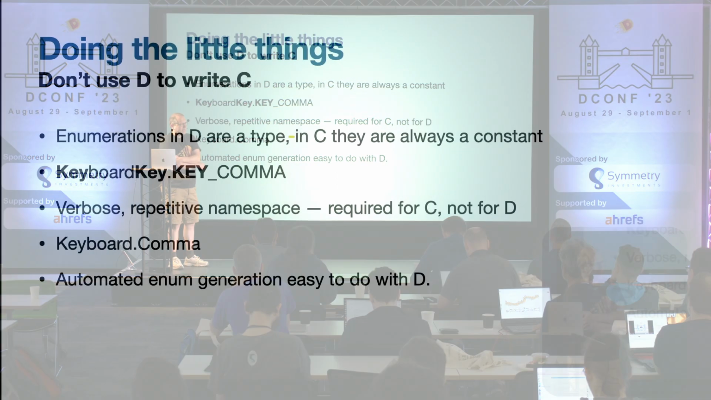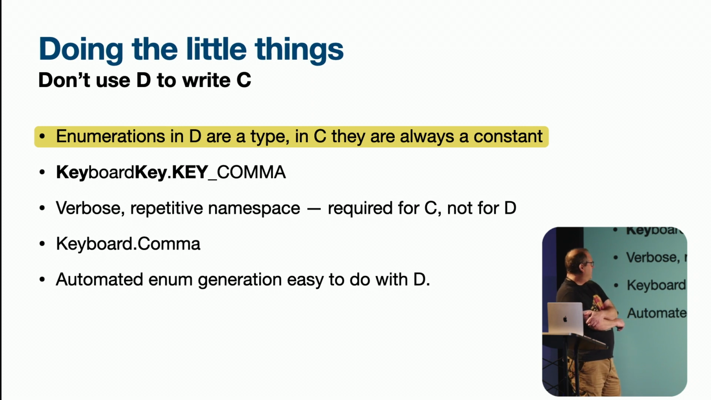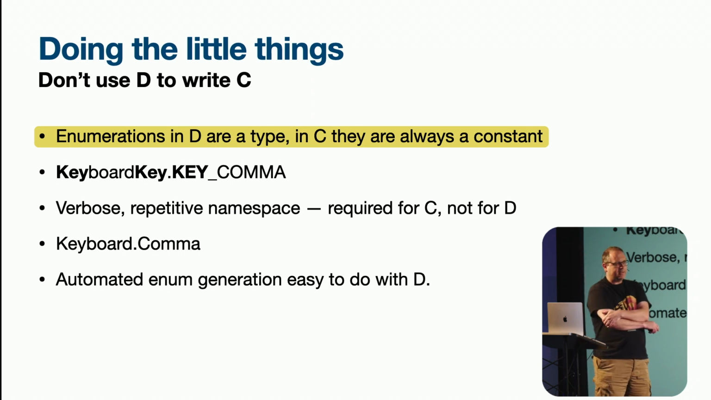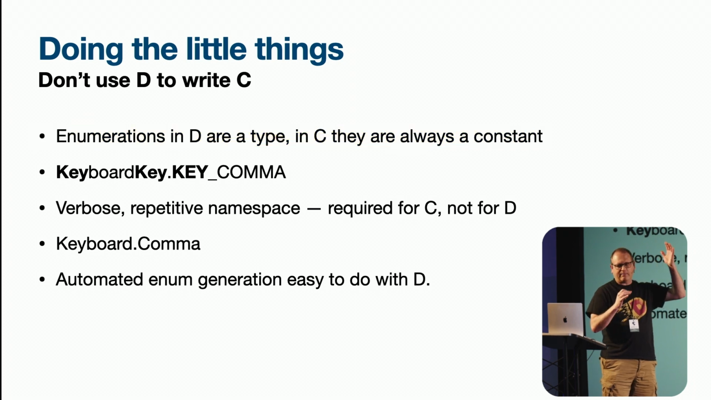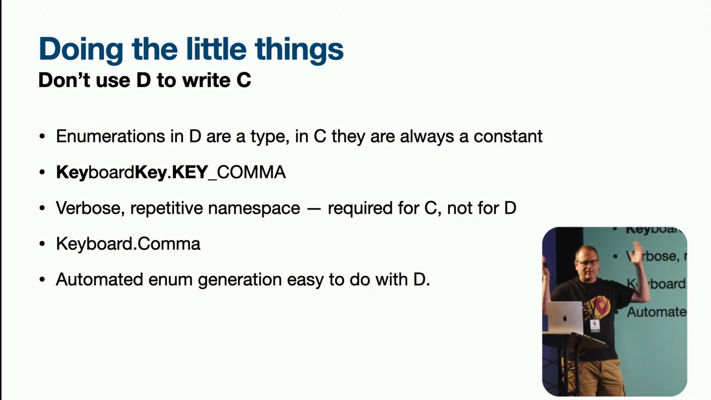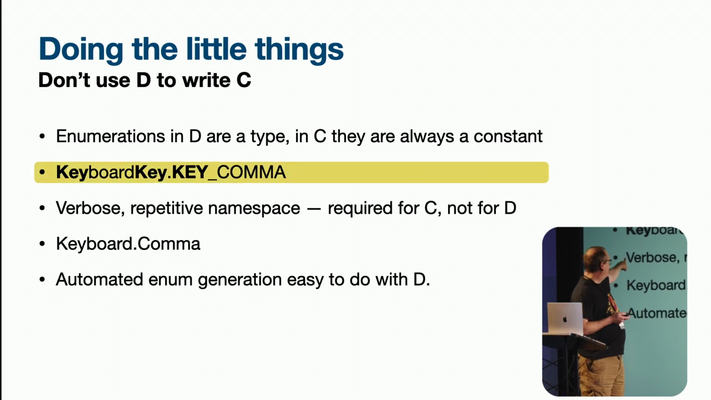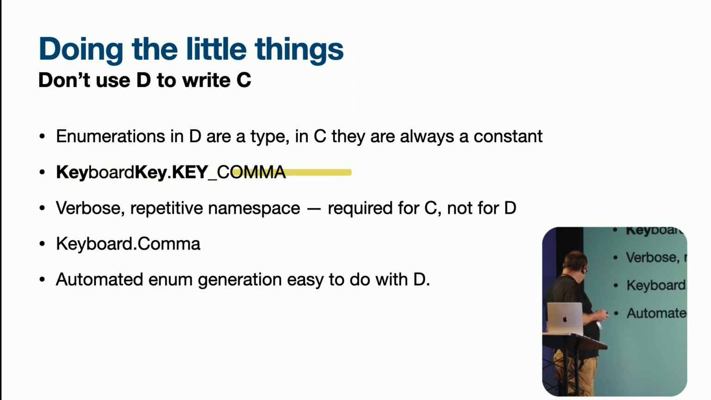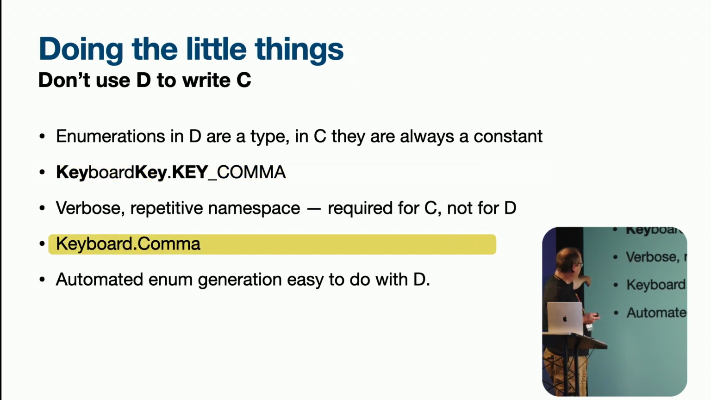This is something I haven't done yet, but I'd like to. Enumerations in D are types. In C, they're always a constant. So you have an enum, you can even name the enum, it doesn't matter. Those are still global in the global namespace. So this is an example of an enum value from raylib. Notice the highlighted extra repetitive words there. But I would like to do just keyboard dot comma, right?